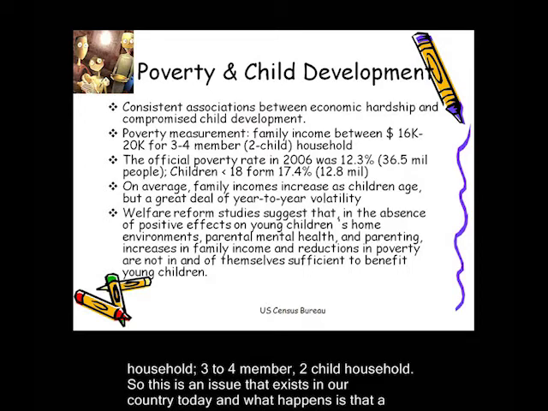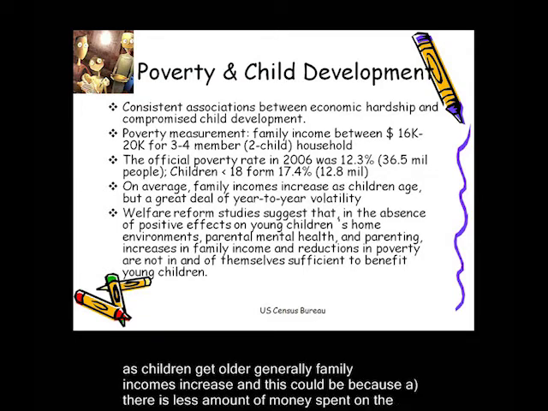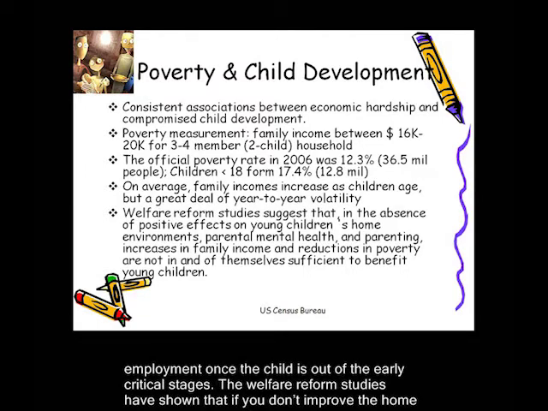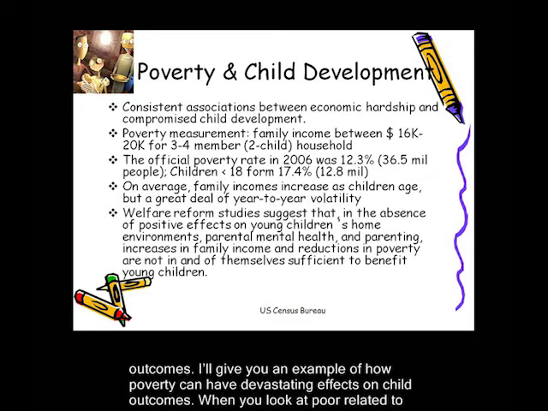And what happens is that there are consistent associations in studies between economic hardship and compromised child development. As children get older, generally family incomes increase, and this could be because there's less money spent on the necessities for smaller children, diapers, baby food, etc. But also the parents are more likely to have employment once the child is out of the early critical stages. Now, welfare reform studies have shown that if you don't improve the home environment, the parents' mental health, and parenting skills, an increase in family income in itself does not do much to improve child outcomes.